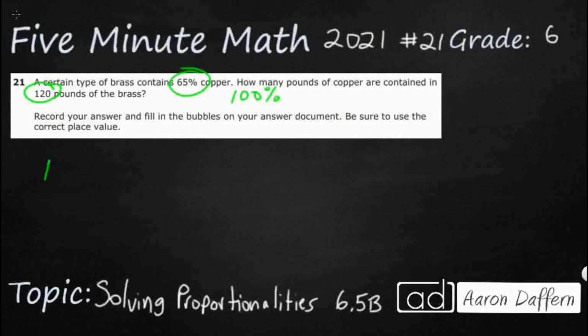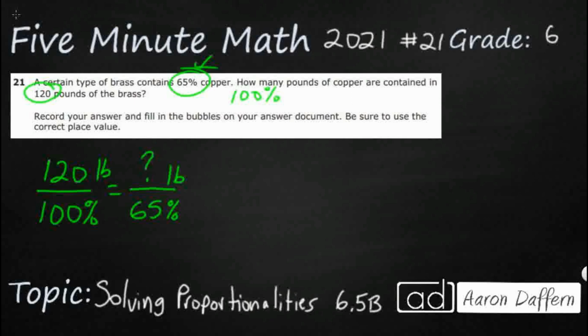So let's just say we've got 120 pounds of brass, and that is the entire type of brass. So that's the entire thing. I'm going to call that my 100%, that's the full weight of the brass. What I'm looking for is the amount of copper here, the 65%. So since this is my 100%, I want to set up my proportionality, and figure out what is my 65%. I've got my pounds up here, so my full weight is 120 pounds. I'm looking for my 65%, which is going to be my unknown weight of copper.